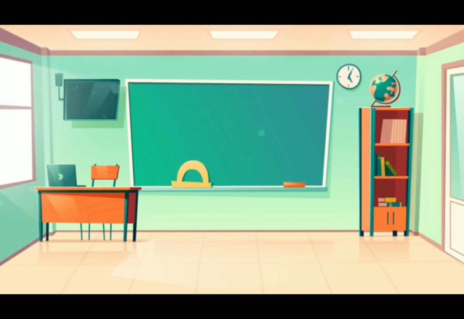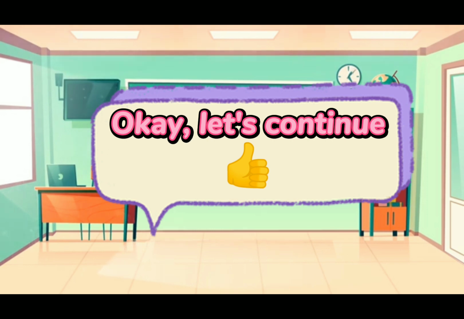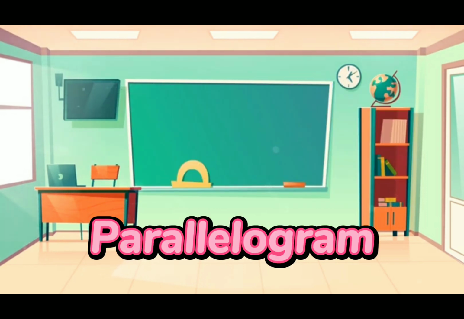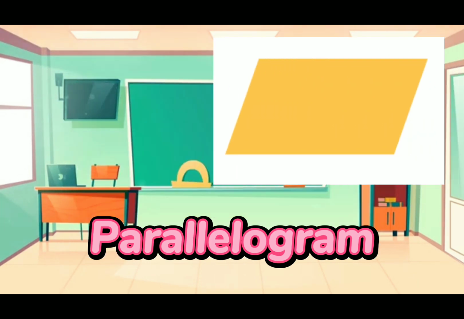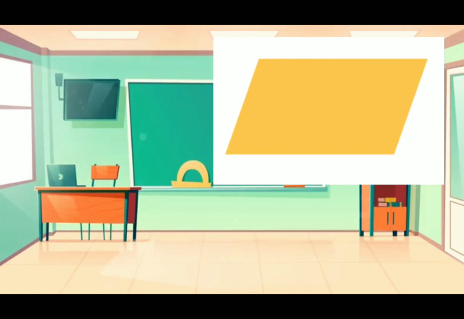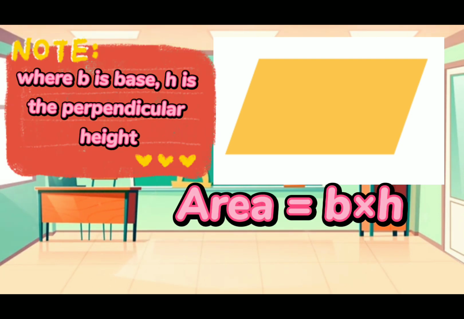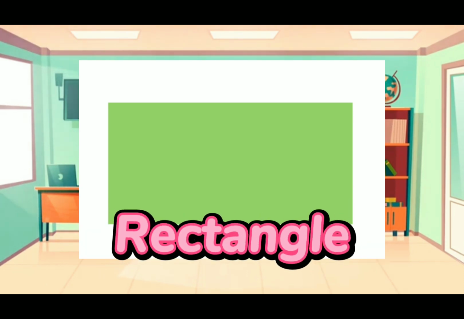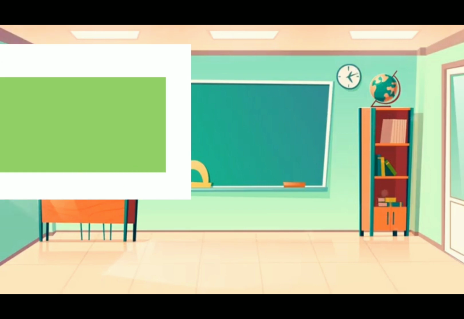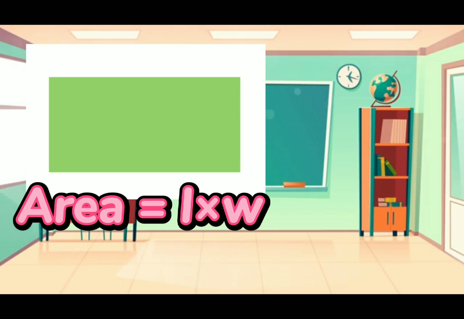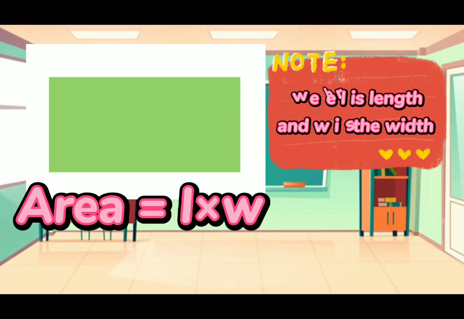Are you still with me, class? Okay, let's continue. The next picture is parallelogram. The formula in finding the total area of parallelogram is area is equal to b times h, where b is base and h is the perpendicular height. The next is what? Yes, rectangle. The formula in finding the area of rectangle is area is equal to L times W, where L is length and W is width.